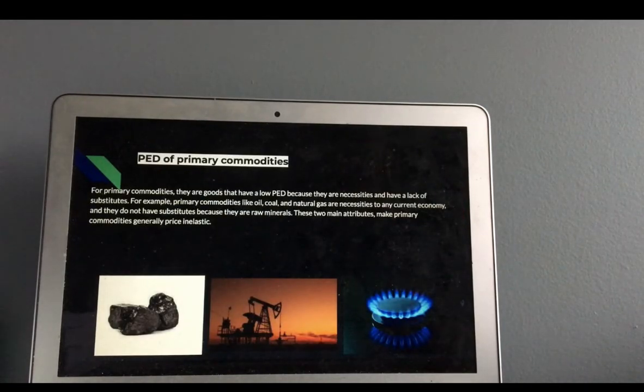So, price elasticity of demand for primary commodities. Primary commodities are goods that have a low PED because they are necessities and have a lack of substitutes. For example, primary commodities like oil, coal, and natural gas are necessities to any current economy, and they do not have substitutes because they are raw minerals. These two main attributes make primary commodities generally price inelastic.